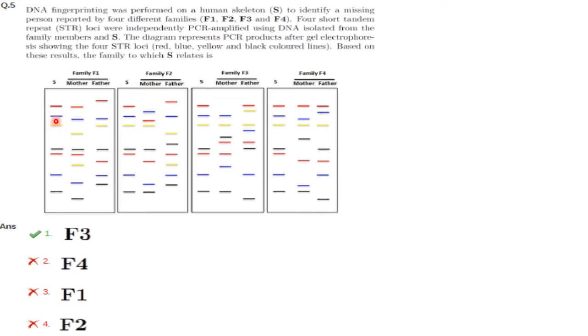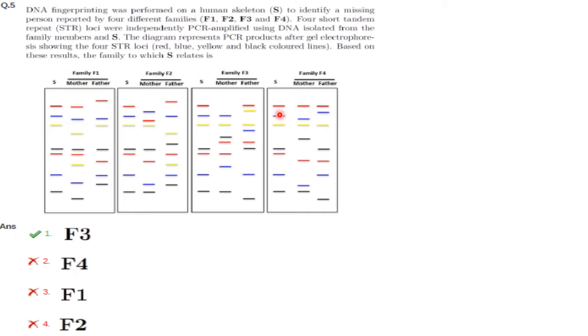While if you see this, S is having a red band over here, it matches with the mother. But blue band doesn't match with mother or father. Okay, blue band is there but it doesn't match with mother or father. So this S cannot be the son or daughter of this particular family. Similarly here also a red band is there but it doesn't match with the father. Similarly a red band is here, it doesn't match with mother or father. So all these conditions will say that S does not belong to family F2. It's not the daughter or son of this particular mother and father.